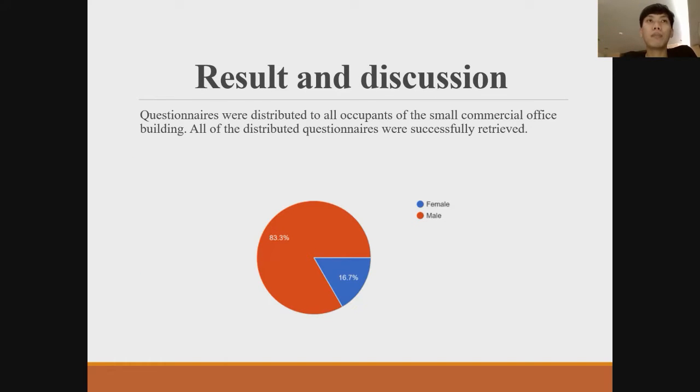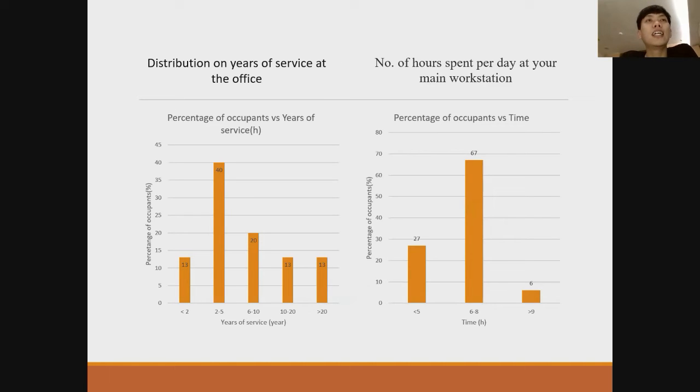In the result and discussion part, the questionnaire was distributed to all occupants of the small commercial office building, and all the distributed questionnaires were successfully retrieved. So first, as you can see in this figure, most of the occupants are male, which is 63.3%, and 16.7% were female. Second is a distribution of year of service at the office, and third is the number of hours spent per day at your main station.